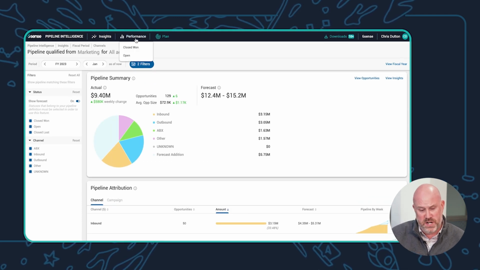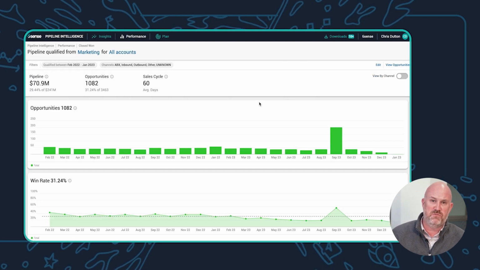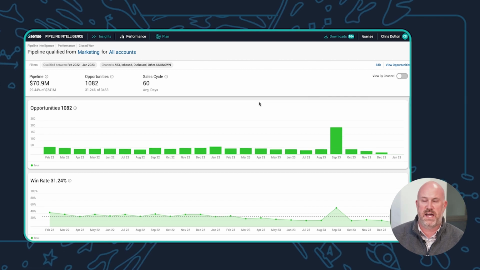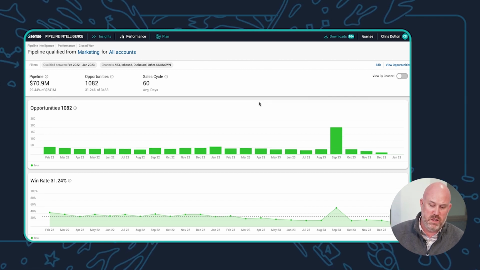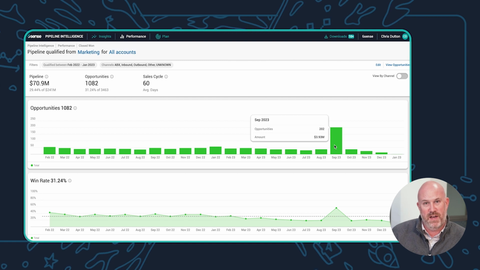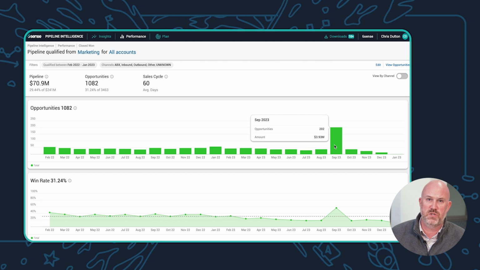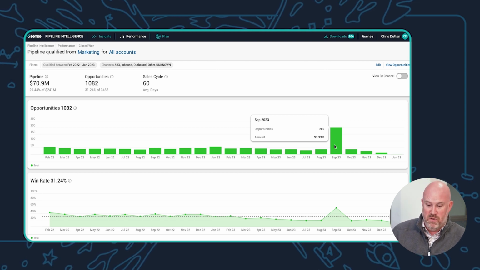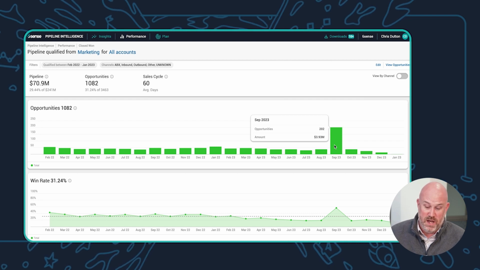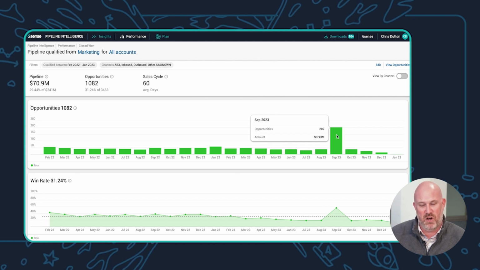The other thing I'd like to draw your attention to is when we go look at the performance. Now, this is really insightful. This is actually telling me where those deals are closing. Now, I'm going to hover over here on September of 2023, FY23. And what this is telling me is that 202 opportunities have gone on to close in future months. Now, why do I care about this? Well, I want to know what did we do in September that had such an impact on that pipeline.